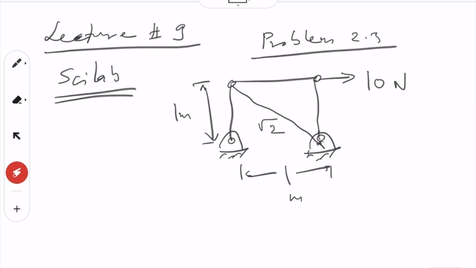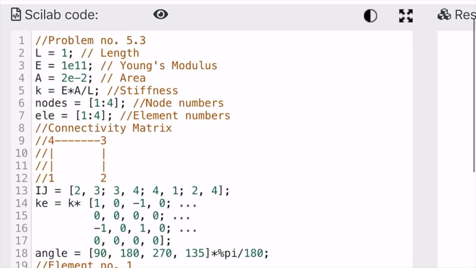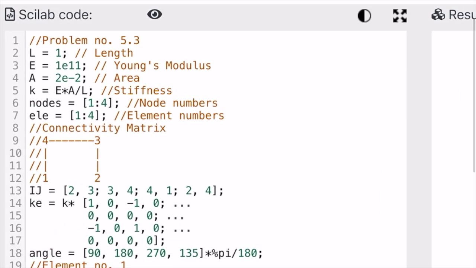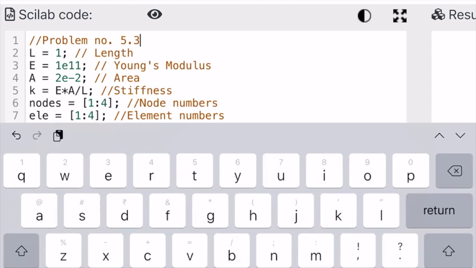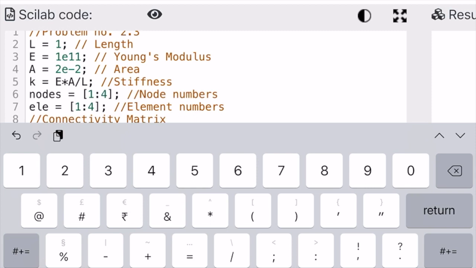So we are going to start the correction. What you see right now is the Scilab on cloud, and we are going to make changes. To begin with the changes, let's correct the problem number itself. So this is problem number 2.3.